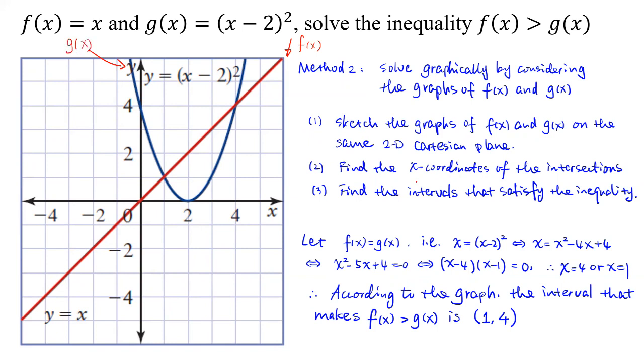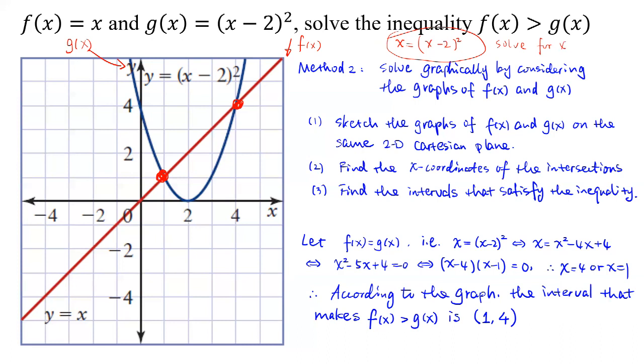Second, we can then find the x coordinates of the intersections. So we have two intersections from this graph, right? One is here and the other one is here. In order to find the x coordinates of the intersections, we can just solve this equation, right? We can let x equal (x minus 2) squared, and then solve for x. This is not difficult, right?